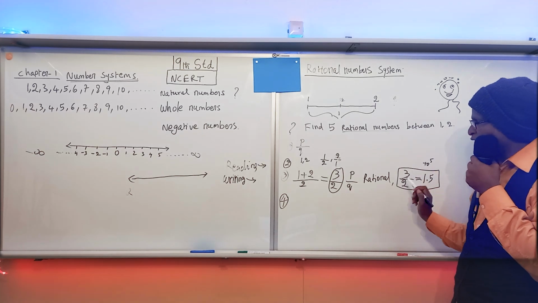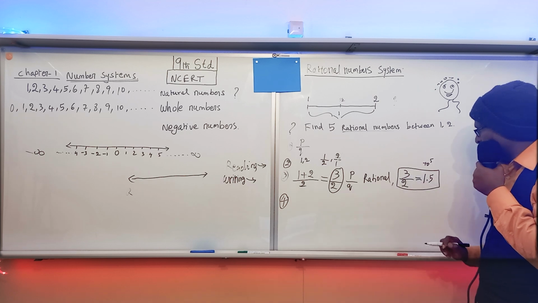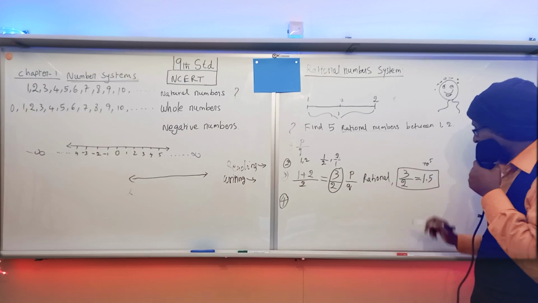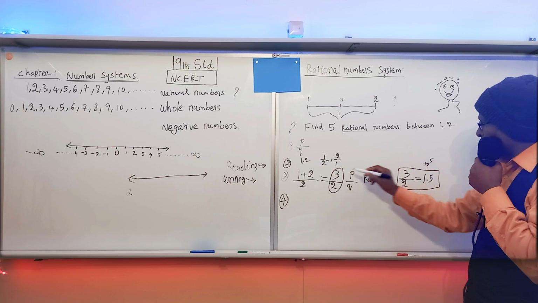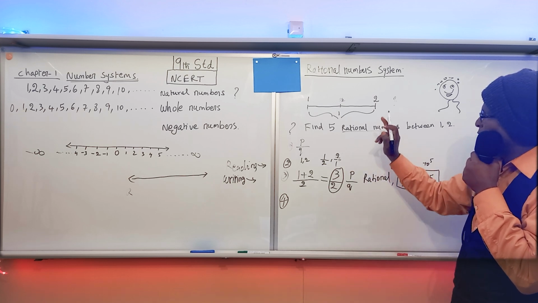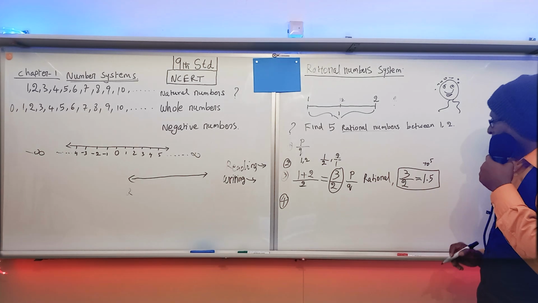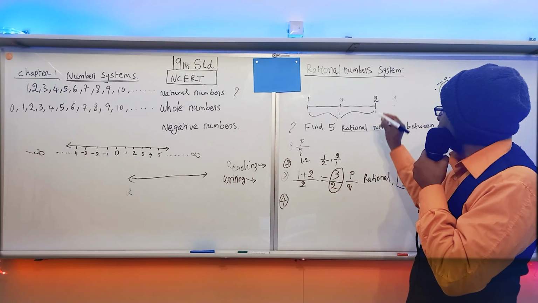Why? Because it's in the format p by q, numerator an integer, denominator an integer. So we got a rational number. This is also a rational number. So we got 1, 2. What about another rational number? Let me put it here then. Next, what do we do?